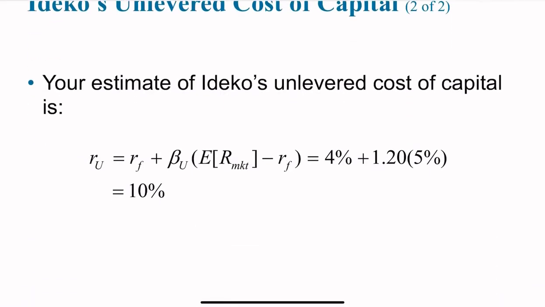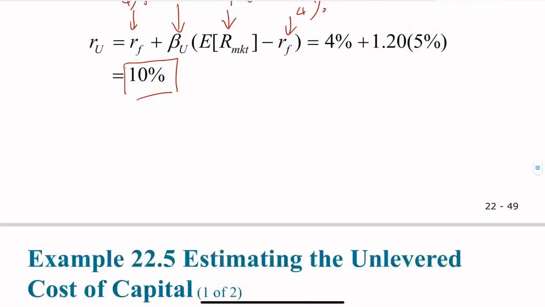Now, after getting this unlevered beta for IDACO, we can calculate IDACO's unlevered cost of capital. So let's assume the risk-free rate is 4%. And let's also assume the expected return of the market is 9%. So given these numbers, right, you can calculate the unlevered cost of capital for IDACO is 10%.